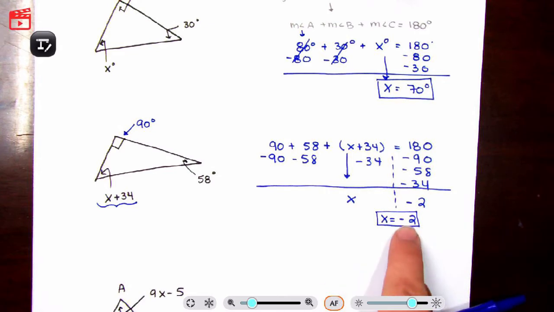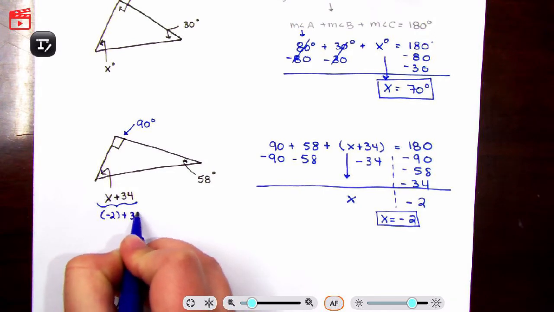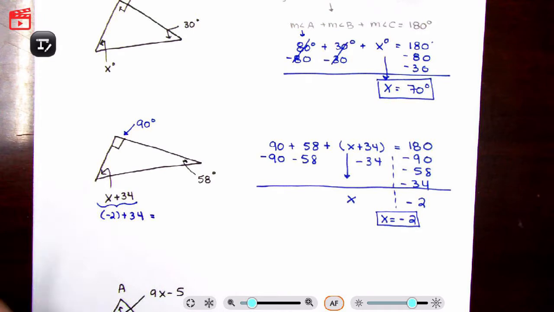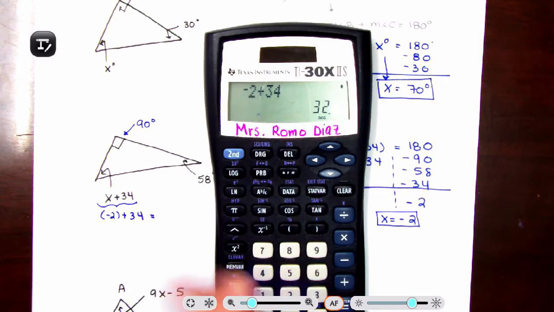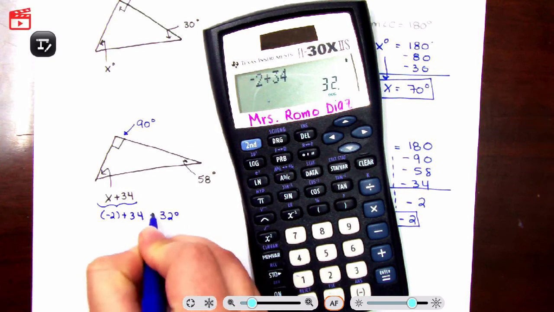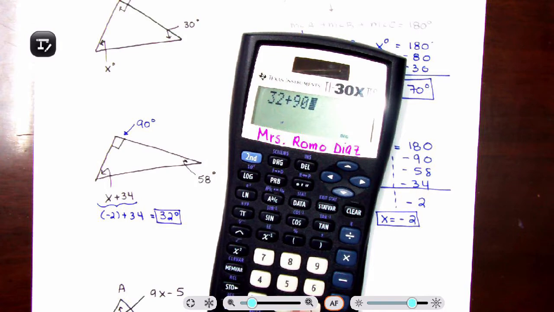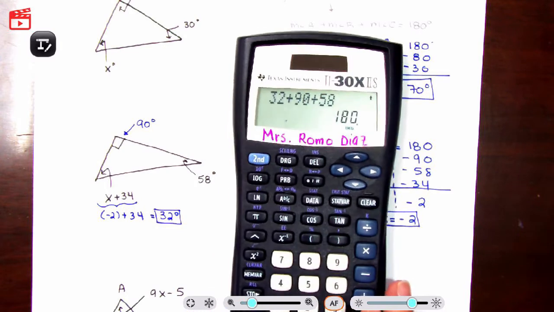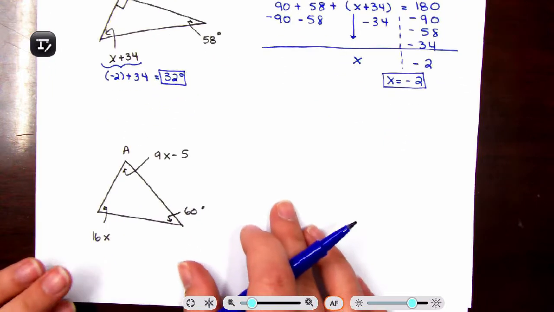Okay, so because x is negative 2, that's okay, because when we plug in negative 2 here, that is equal to a positive value. So negative 2 plus 34, that's equal to a positive 32 degrees. So that means 32 plus 90 plus 58 should equal 180 degrees, and it does. All right, let's go ahead and move on to example number 3.